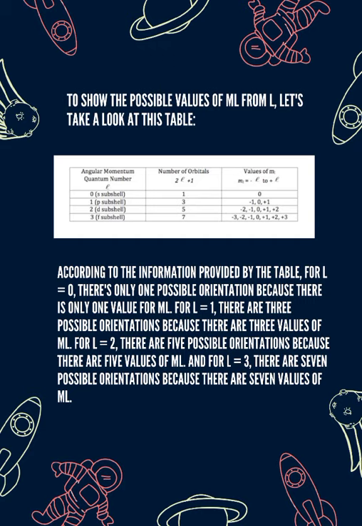For l equals 1, there are 3 possible orientations because there are 3 values of m_l. For l equals 2, there are 5 possible orientations because there are 5 values of m_l. And for l equals 3, there are 7 possible orientations because there are 7 values of m_l.